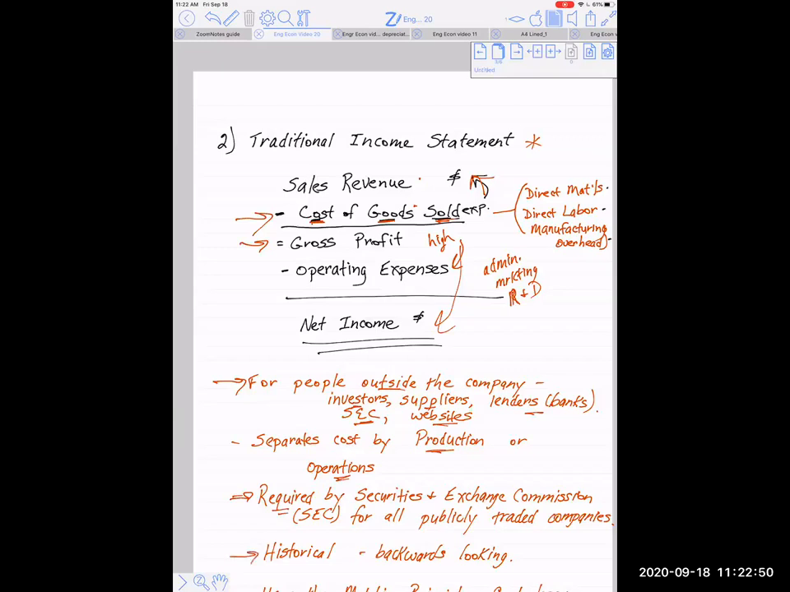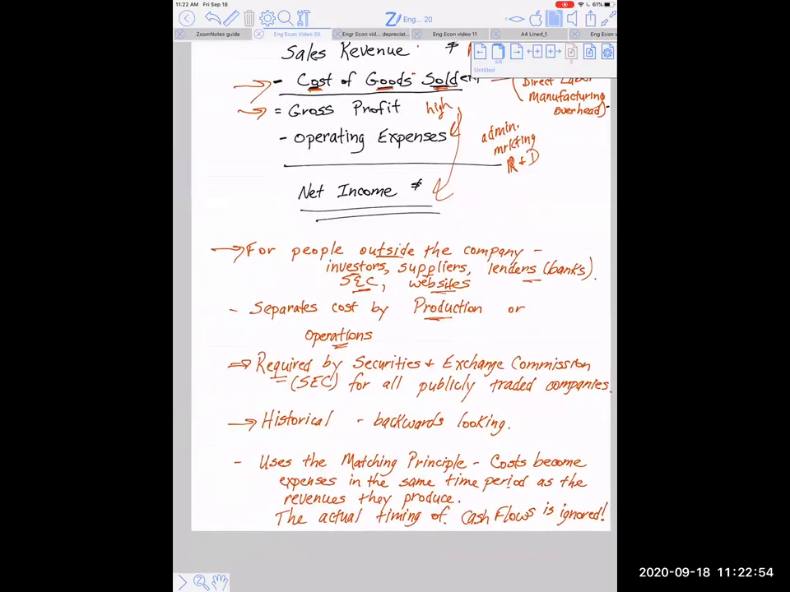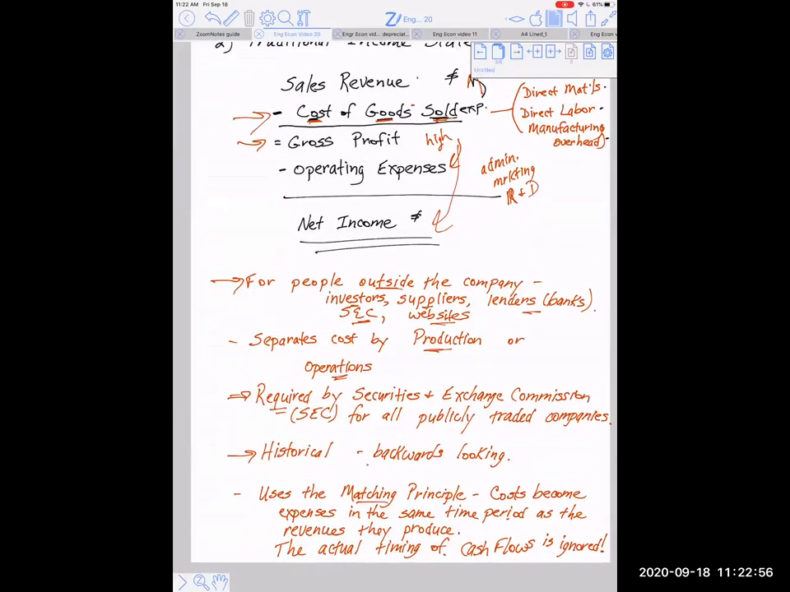It's historical. It shows the results of what did happen in the last time period. And again, it still uses the matching principle. Costs become expenses in the same period of time as the revenues that they produce. Now that is correct to follow generally accepted accounting principles, but from an engineering economics standpoint, it's not ideal because the actual timing of cash flows is ignored in this traditional income statement format. And in engineering economics decisions, we really do focus on cash flows.